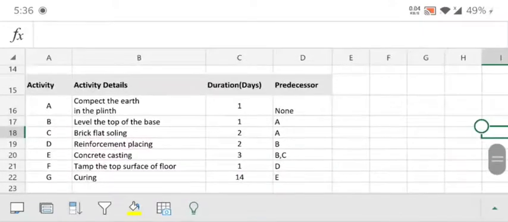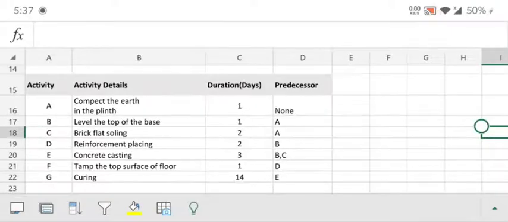So A, compact the earth in the plinth, duration is 1 day and predecessor is none. B, level the top of the base, duration is 1 day and predecessor is A. C, brick flat soling, duration is 2 days, predecessor is A. D, reinforcement placing, duration 2 days, predecessor B. E, concrete casting, duration 3 days and predecessors are B and C.